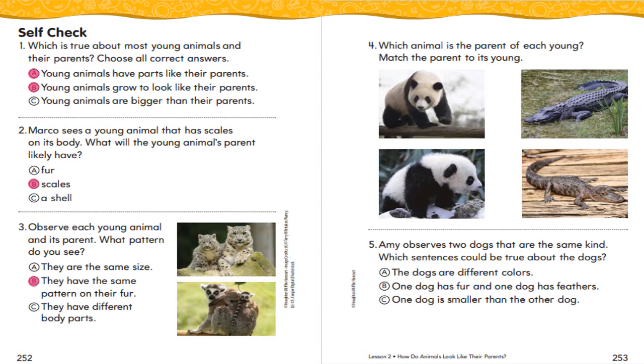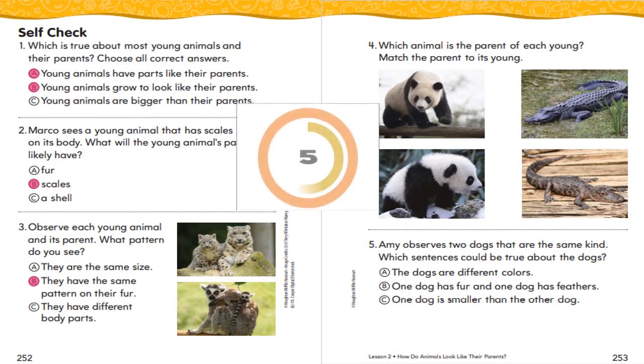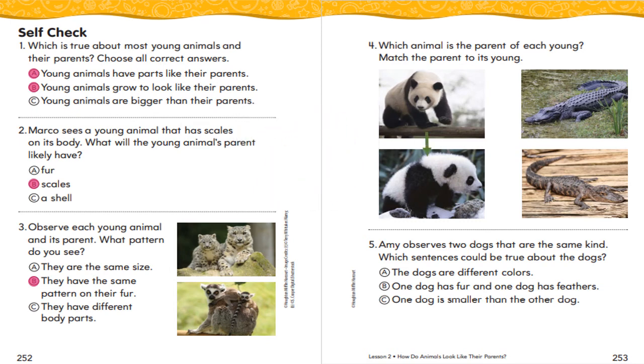Question number 4. Which animal is the parent of each young? Match the parent to its young. Look carefully at the body parts of each animal to help you match each parent to its young. Right, animals and their young have the same type of body covering.